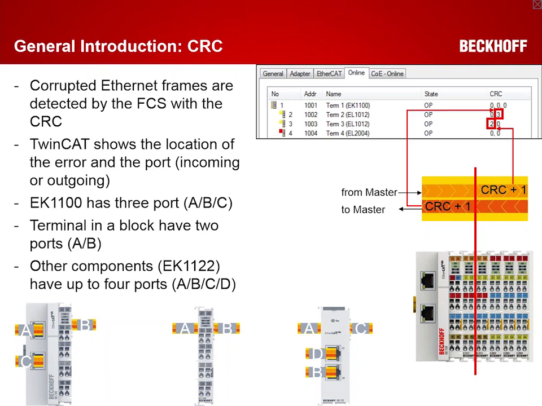In the system manager part we see a special column for the CRC counters. In this example on the top right, we see terminal 3 has a problem at the A port of terminal 3, and we see a CRC count there. So between terminal 2 and 3 we have a problem which ends up in a CRC error.